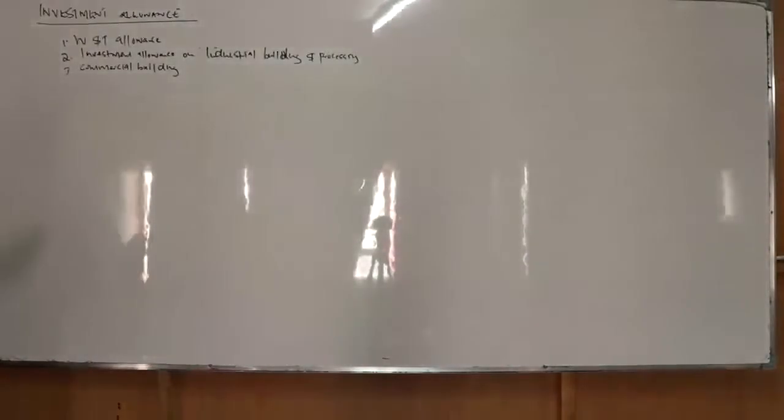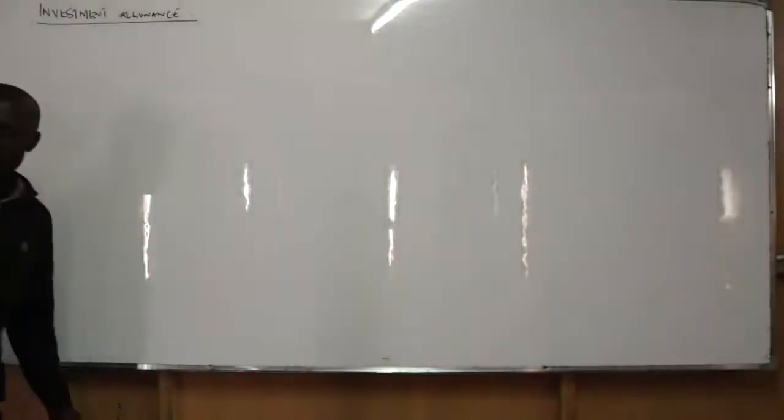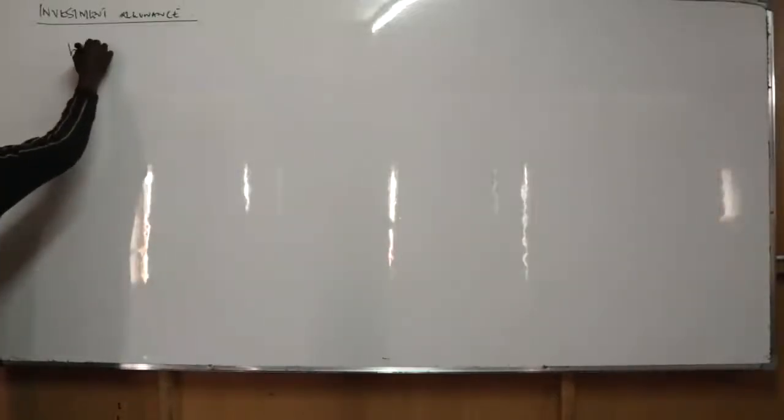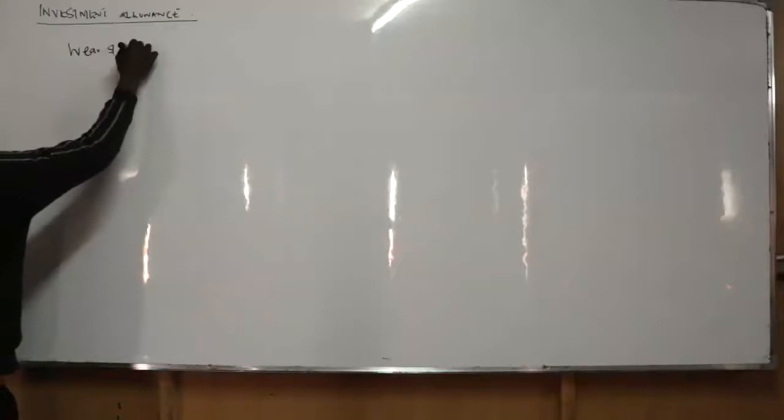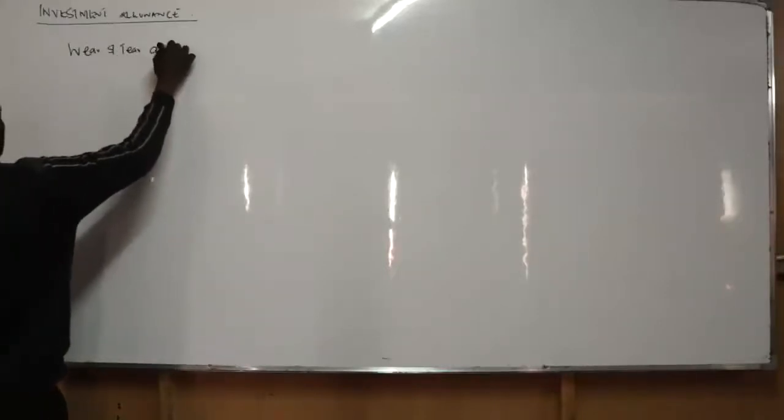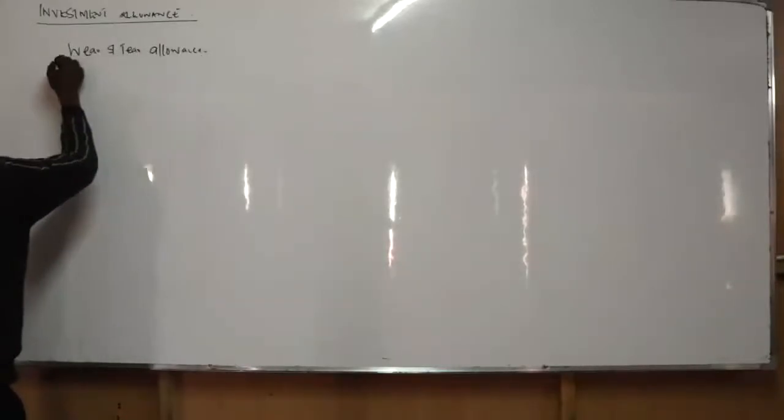So we'll start with number 1, which we call wear and tear allowance. I've already given you the notes. You can just listen, then you review the notes later on. So we have what we call wear and tear allowance.